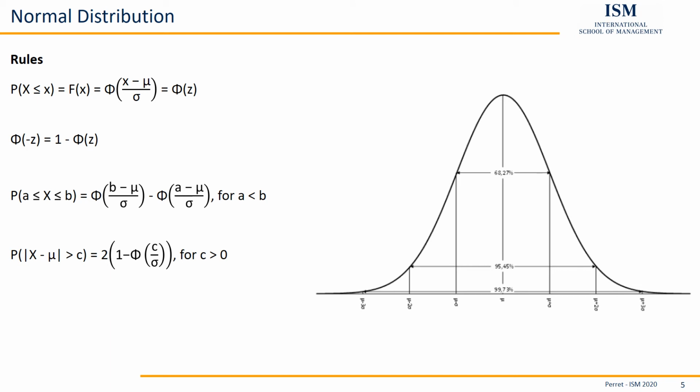We have a second part, which basically means the probability of being different from the mean by a certain amount, which is here C. So for example, the area of being at least 1 sigma away from the mean.